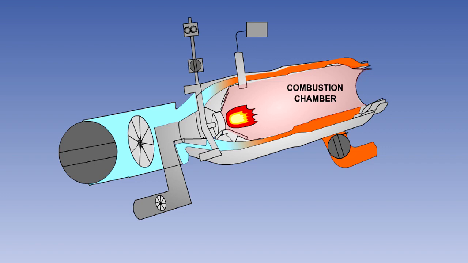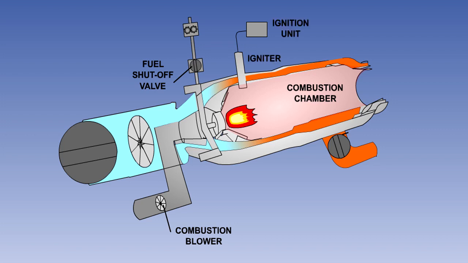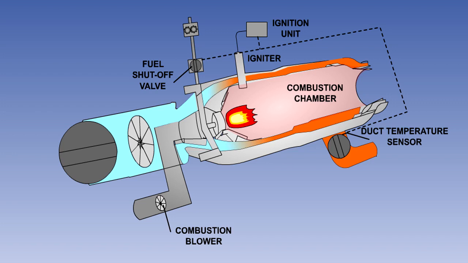It works by burning a fuel-air mixture within its combustion chamber. Air for combustion is supplied by a fan or blower, known as the combustion blower. And the fuel is supplied via a solenoid-operated fuel valve. The flame is lit by an ignition unit controlling an igniter. The fuel valve and the igniter are controlled by duct temperature sensors, but can be manually overridden.